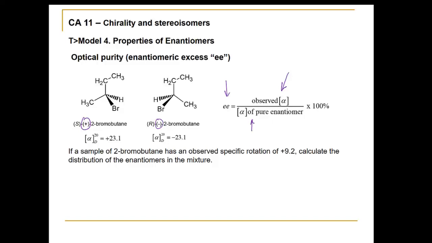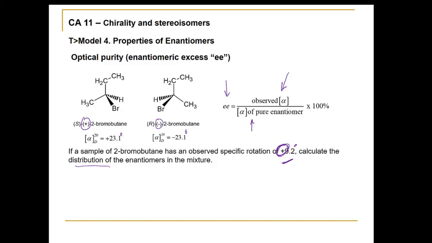So, if a sample of 2-bromobutane has an observed specific rotation of plus 9.2 degrees, oh, and by the way, these should be degrees as well, calculate the distribution of the enantiomers in the mixture. Now note the question here. It's not actually asking for the enantiomeric excess. It's asking for the distribution of the enantiomers. And you'll see the distinction in a minute. But one of the things to reflect is, well, which enantiomer is in excess? Well, because we have an observed positive specific rotation, then we know that the S enantiomer is in excess. So you need to keep that in mind.